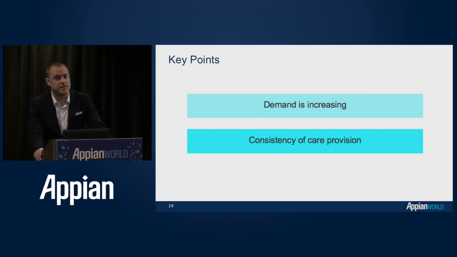So there's 2 key points there. One of them is demand is increasing. And the other is that we really need to get consistency in care provision. And this is a really big issue in the United Kingdom.